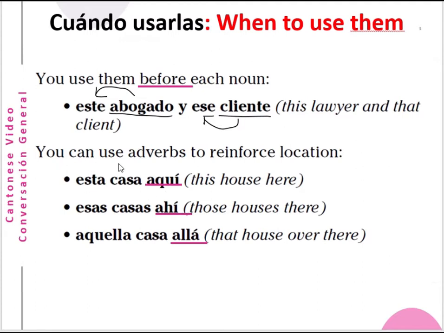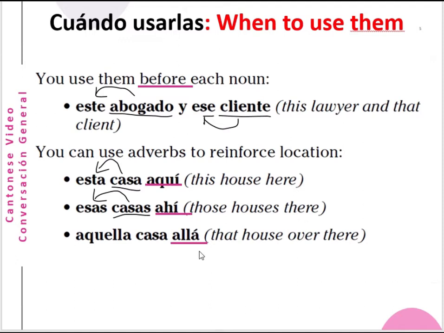And we also use adverbs to reinforce the location of the nouns we are speaking about. So this house here, esta casa, aquí. Casa is feminine singular. For this, we use esta. Esta casa, aquí. Aquí means here. This house here. Esa casa, ahí. Casa is feminine singular. For that, we use esa. So that house there, and ahí is there.